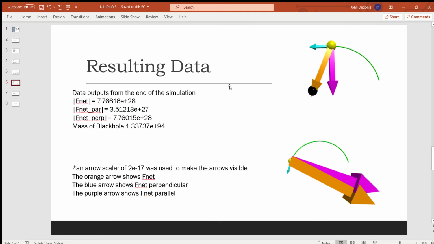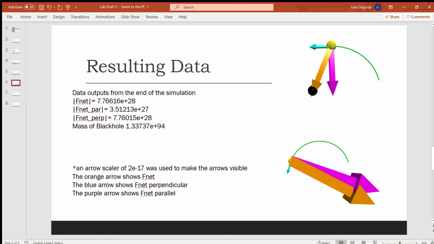So let's look at the resulting data here. We've got FNet, FNet parallel, and FNet perpendicular at the very end of our simulation, the last point. And then we've got the mass of our black hole. It is, of course, supermassive. Let's look at the simulation here on the right. So our orange arrow shows FNet. That's why it is, of course, always pointing directly at the black hole, because there's no other forces acting other than the force of gravity. The blue arrow, FNet perpendicular, and the purple arrow, FNet parallel.